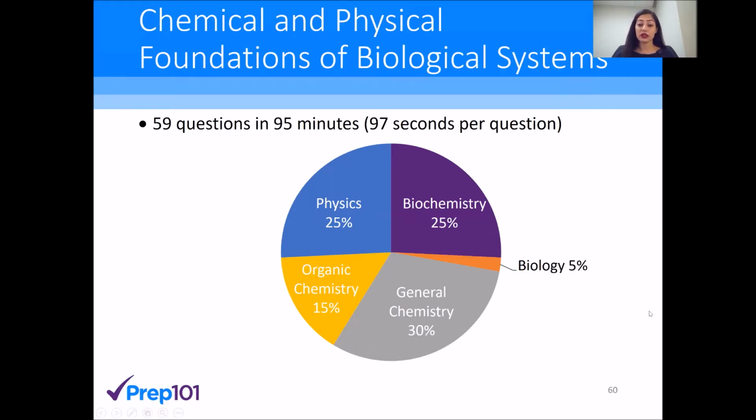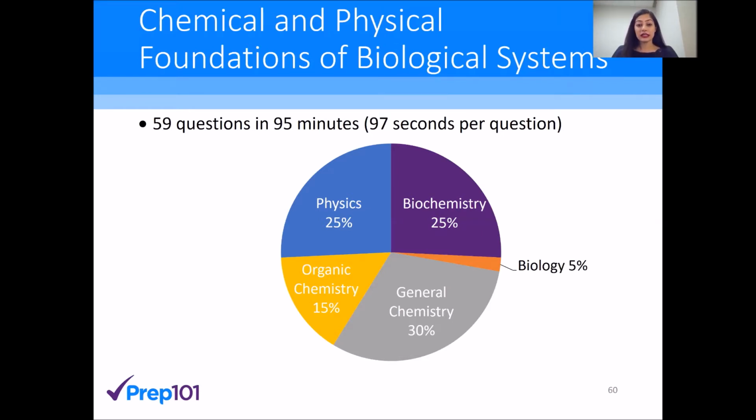Now, if you divide that 95 minutes up between the 59 questions, that basically gives you 97 seconds per question. Now, I do want to offer you a little bit of caution here. When we're talking about 97 seconds per question, that's not just for answering that question. Remember, the vast majority of these questions are passage-based. So in those 97 seconds, you are also making sure that you're allotting part of that time towards reading the passage. So you have quite a bit less than 97 seconds to actually be able to answer that question.